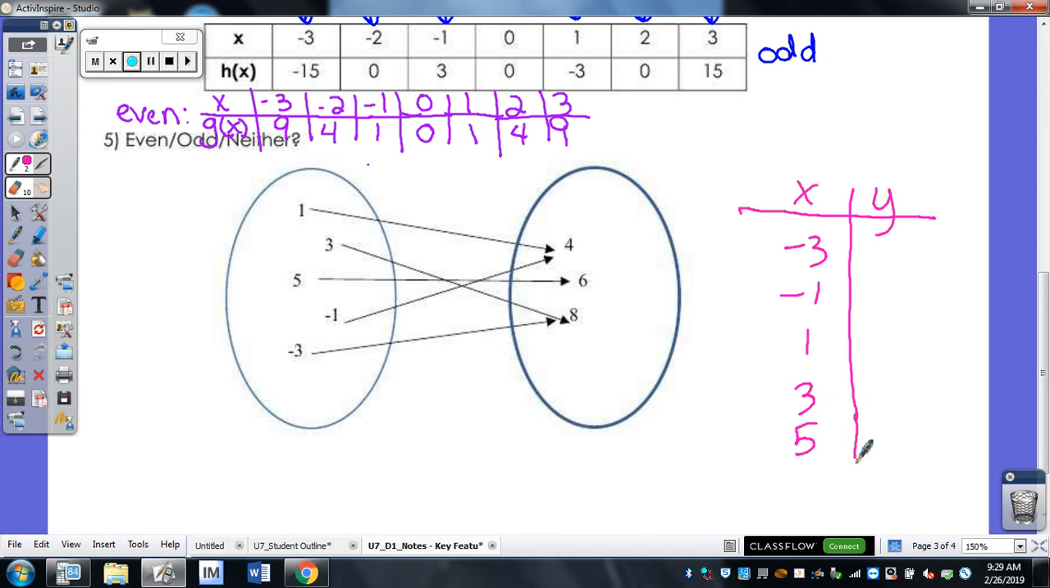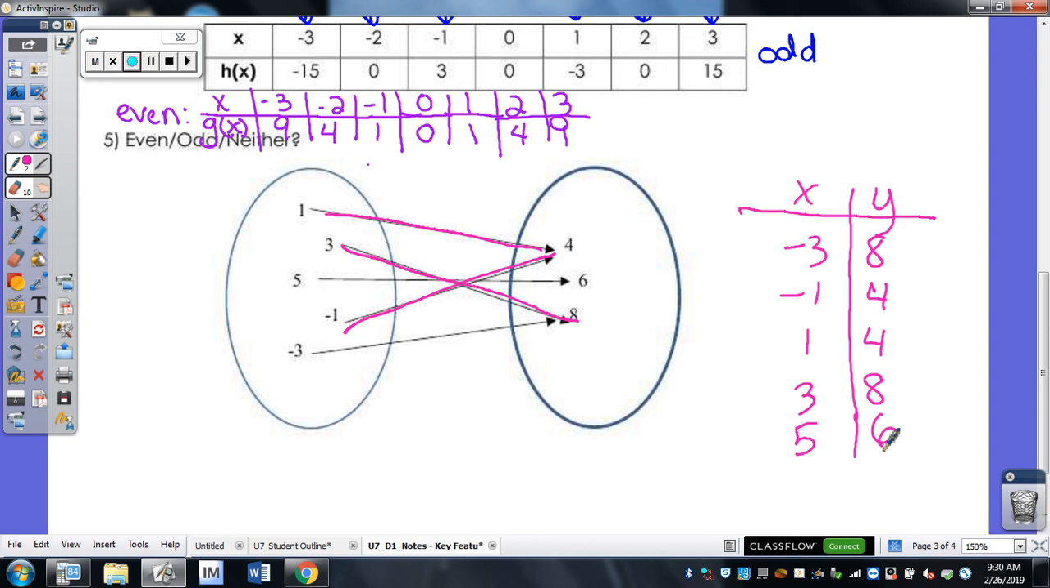So let's see here. Negative 3 goes to positive 8. Negative 1 goes to 4. Positive 1 also goes to 4. Positive 3 goes to positive 8. And 5 goes to 6. There we go. So I got my table. The table's a lot easier to see.